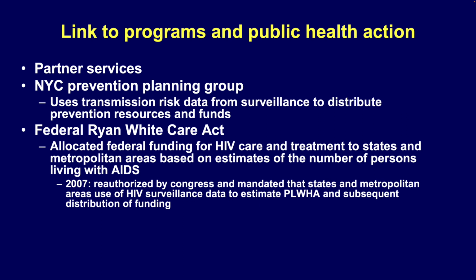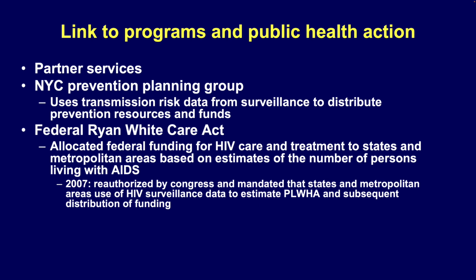Finally, New York City's HIV surveillance system has strong links to public health programs and action. For example, Partner Services receives information on sex and needle sharing partners of people newly diagnosed with HIV from provider reports, directly from surveillance activities. HIV surveillance data are also used routinely by the New York City Prevention Planning Group, which uses the transmission risk data and other data to prioritize the distribution of HIV prevention resources.